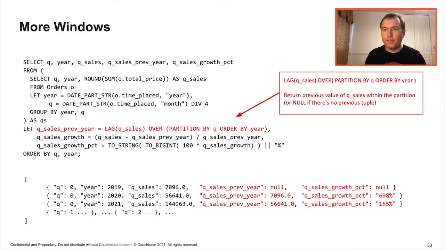Notice that we have null for the first sales growth number in the query results. This is because we only have sales data starting from 2019. So the lag function returns null for the first row in each partition. Hence, our growth computation expression also returns null.